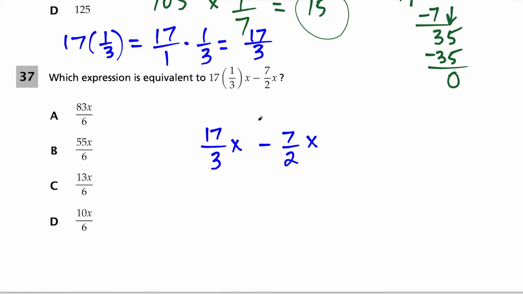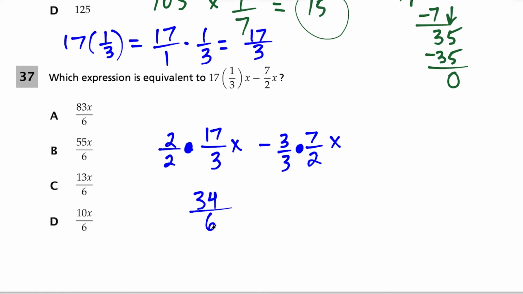So now what we need to do is find a common denominator between 3 and 2. And the least common multiple between 3 and 2 is 6. So I would multiply this first fraction by 2 over 2, and I'll multiply the next fraction here by 3 over 3. I'm just going to move this over to make a little space. So we're going to do times 3 over 3 for this one over here. And I'll turn this into a dot so it doesn't look like an X. And what we're going to have is 2 times 17 is 34, over 2 times 3 is 6. The X tags along. And we have minus 3 times 7 is 21, over 3 times 2 is 6. And then we just tack on the X here.